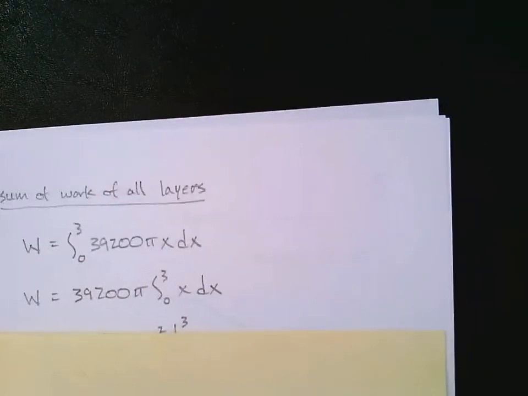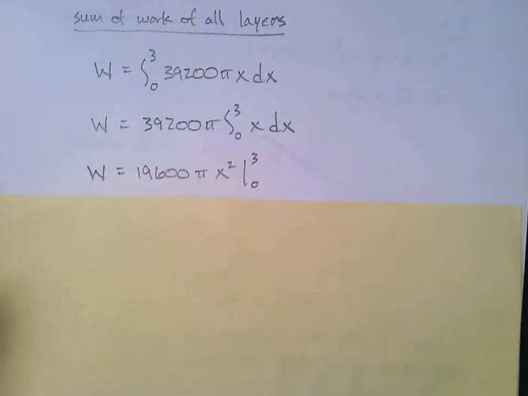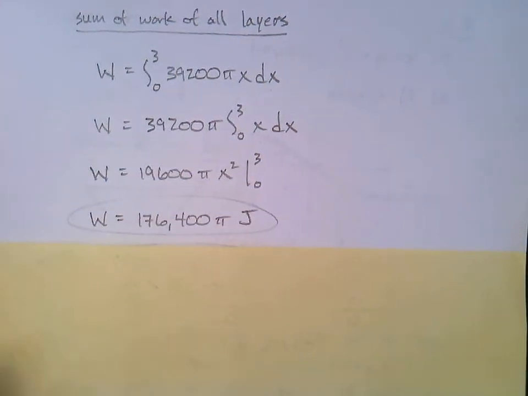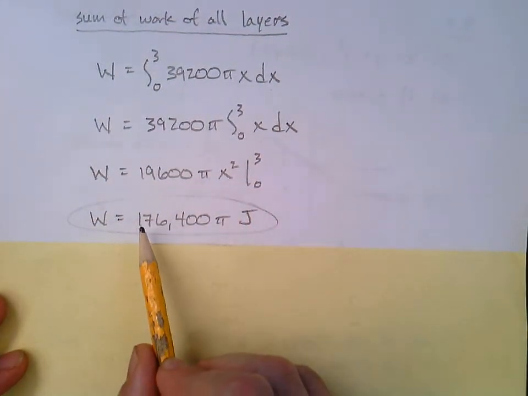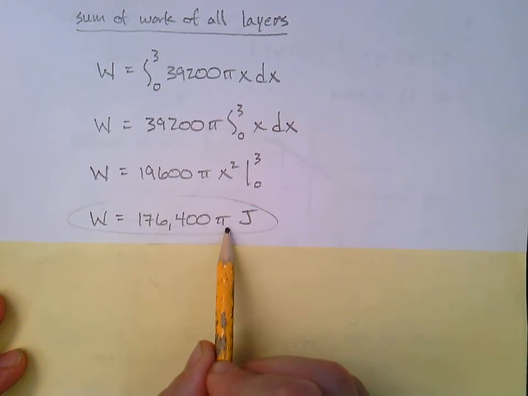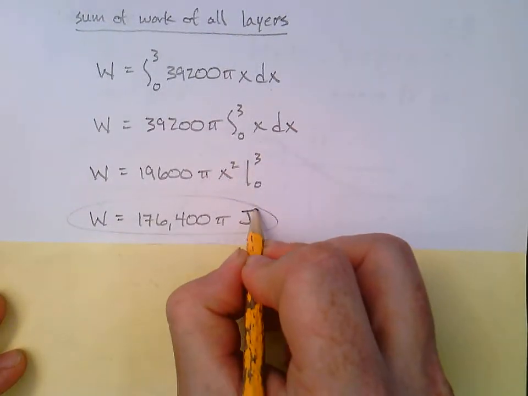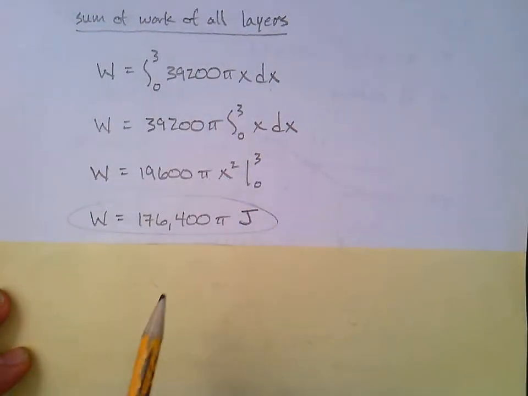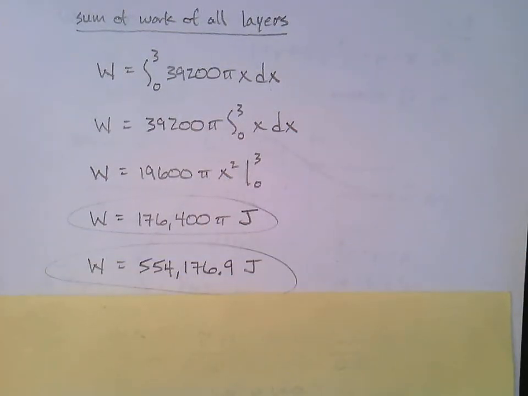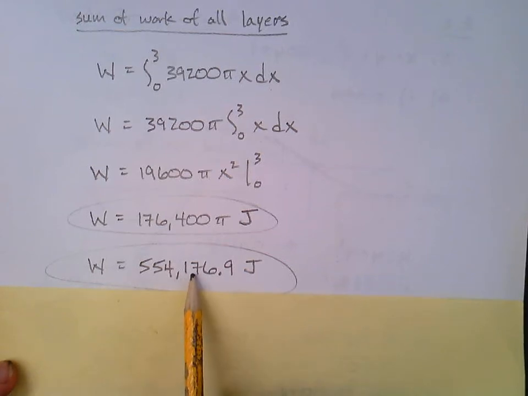And we can get our final answer right here. We'll plug the 3 in, right? And get 176,400 pi. And remember, for metric, your work is joules. Perhaps you prefer to multiply that pi in there. Here's the answer for that. 554,176.9 joules. I rounded to one decimal place. Either answer is okay.